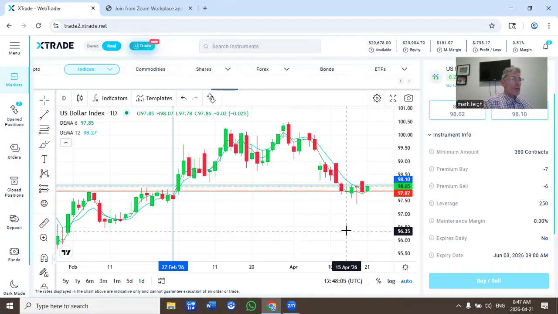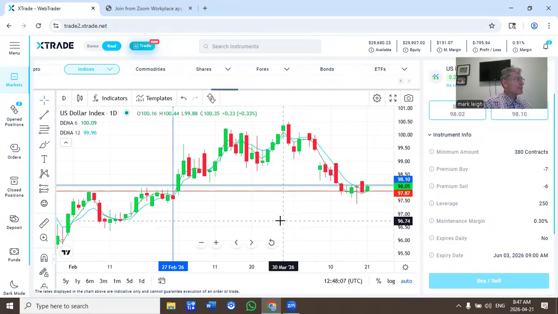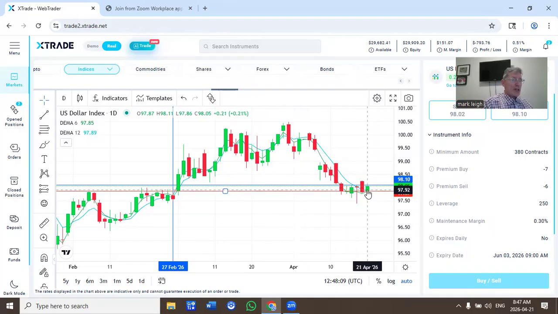Let's have a look at the performance of the US dollar. And there you see the green candlestick, US dollar fighting back after yesterday was a gap higher to start the new week, but sellers brought it right back down again. Today, buyers stepped in and are looking to recoup yesterday's losses.